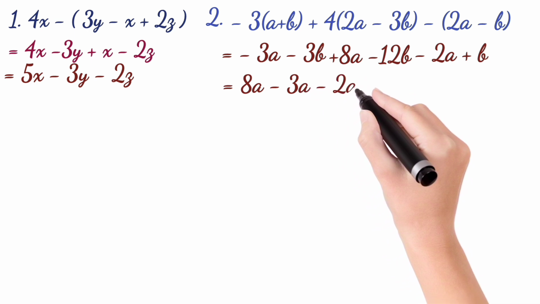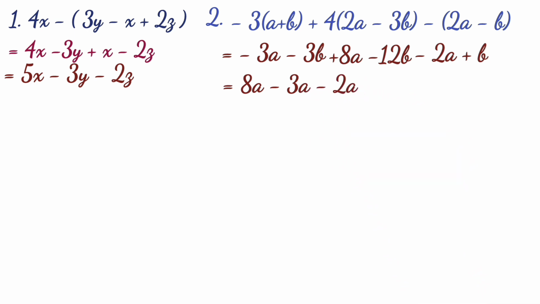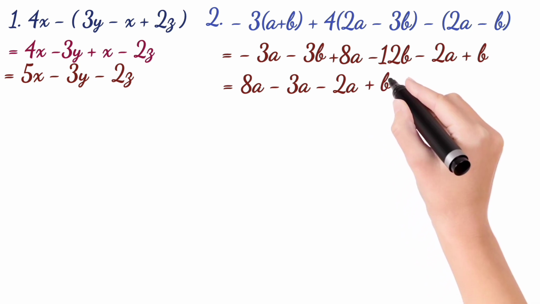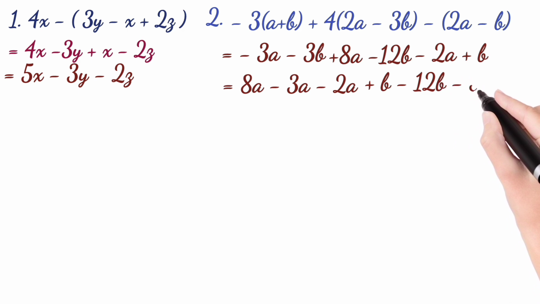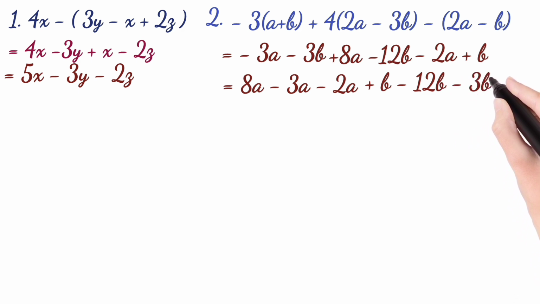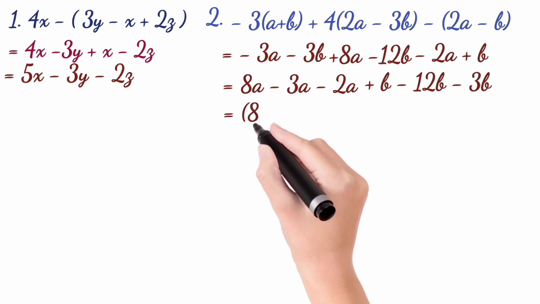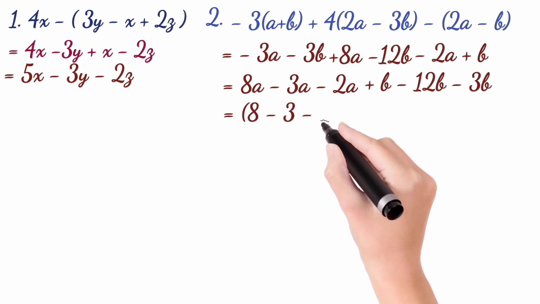See how I am writing, 8a plus minus 3a minus 2a, and then the terms with variable b. Plus b is there. So first you write plus b, minus 12b, and then minus 3b. You will understand now why I am telling you to do this. Now I will collect all the constants together, and the variable a I will keep outside the bracket.